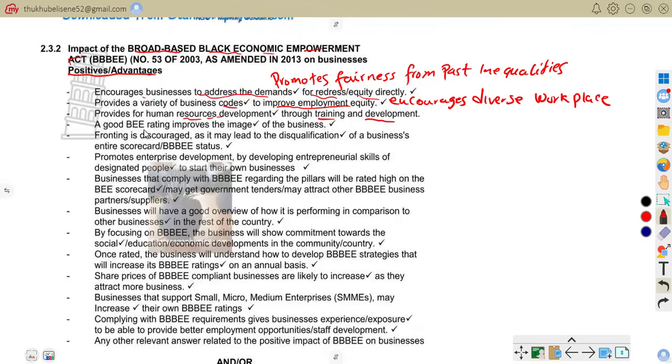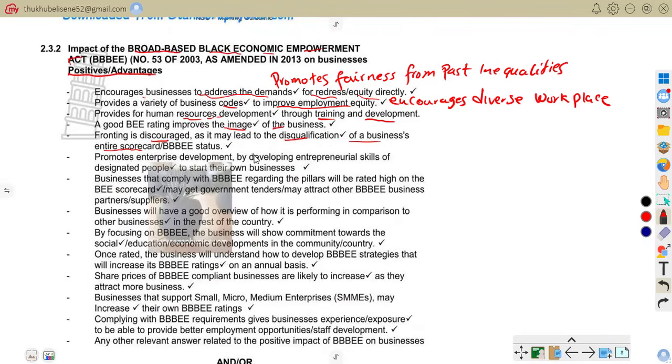Also, a good BEE rating improves the image of the business. So good BEE ratings boost the reputation. That is what it means. Fronting is discouraged as it may lead to the disqualification of a business's entire scorecard or BBBEE status. So it discourages what? Fronting. So it prevents false compliance. That's what it means.